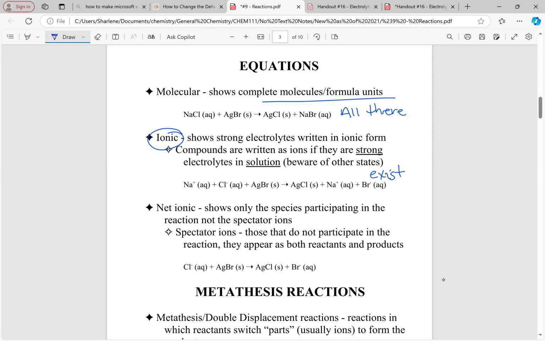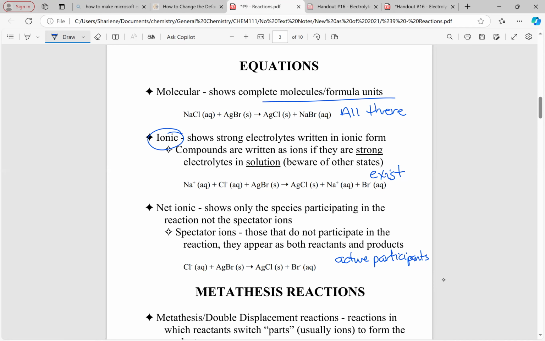So it's the same equation, but it's telling you how they exist. And then the net ionic pretty much gets rid of the ones that aren't doing anything, and it only tells you who's important. And I don't want to say who's important. We'll just say active participant. The first one you should always write is the molecular, but the ionic and the net ionic can be very, very interesting and important as well. And we will come back to those.